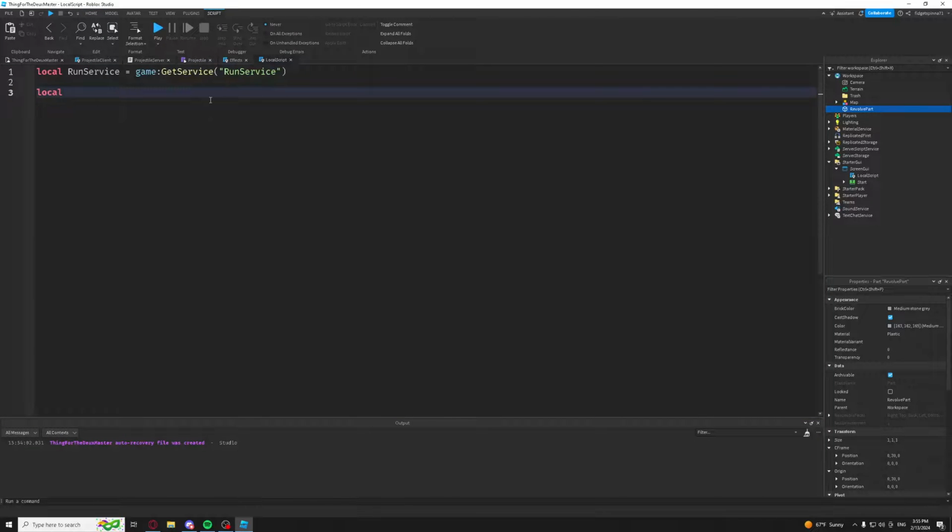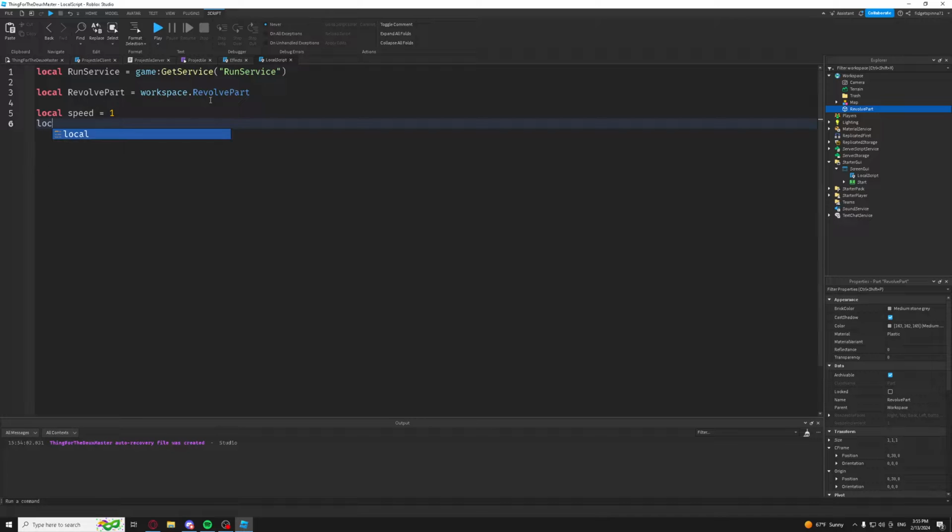Because that's easier. So we need to set some settings. So let's have a local speed, let's just have it equal to one. We need a radius equal to, let's say, 20. And that should be it. Now we need an angle variable equal to 0. Let's set it to 0.